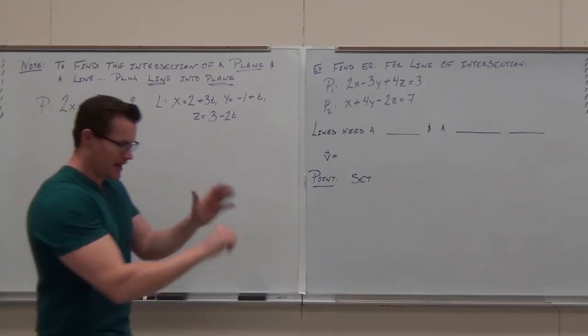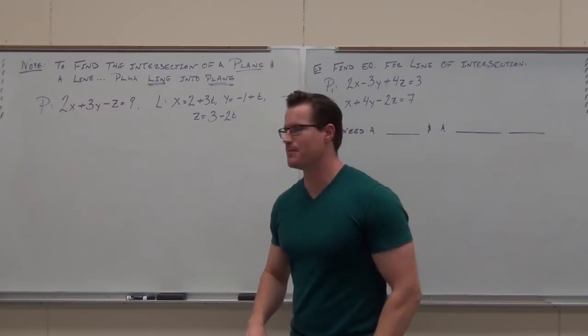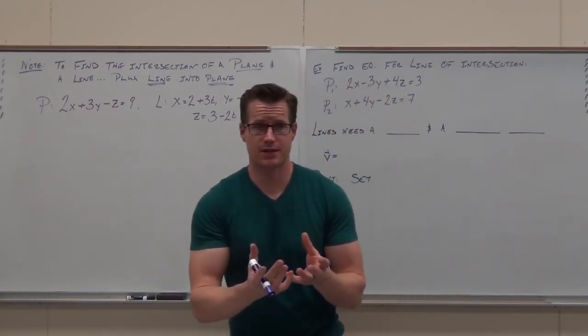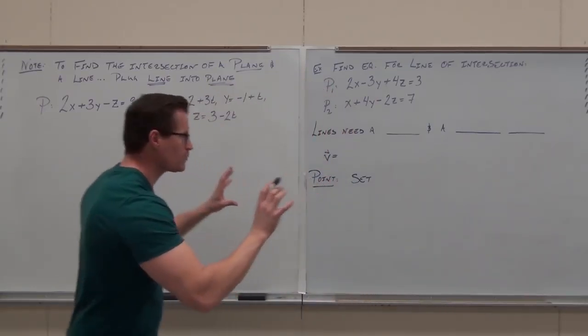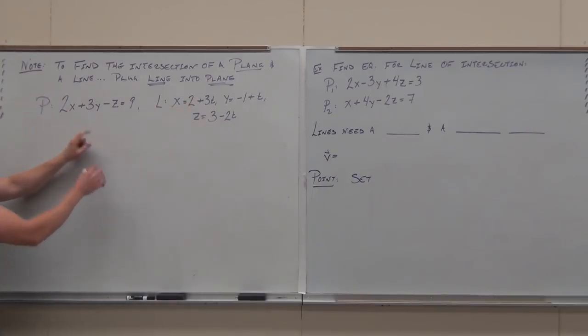All right, so back at it for lines and planes. There was something we stopped on last time: how to find the intersection of a plane and a line. I told you it's very easy. We're going to do it with an example. Here's how you find an intersection of a plane and a line. Literally, take the line, plug it into the plane.